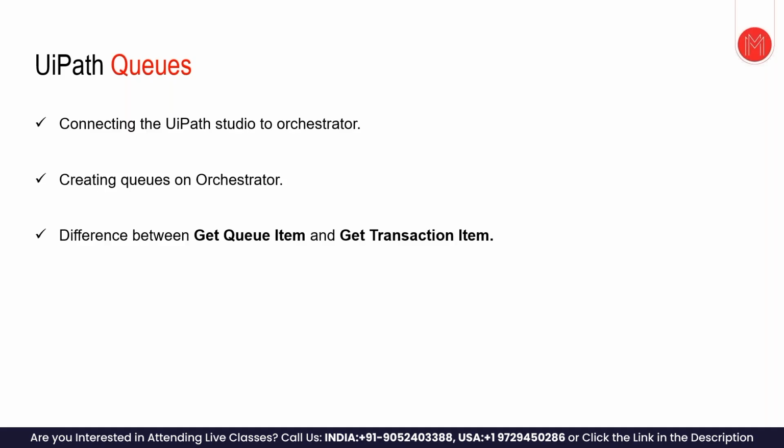This is going to be a very important interview question, where they will ask you the difference between Get Queue Item and Get Transaction Item. Get Queue Item is a read only feature where it gets all the items present in the queue, and you can see the details of each item in the queue. But Get Transaction Item fetches only one item from the queue and processes the transaction. In Get Queue Item, we are not going to process the item, we are only going to see what data is present in the queue. We will only be able to see what is present in the item, we will not be able to do anything to the queue item.